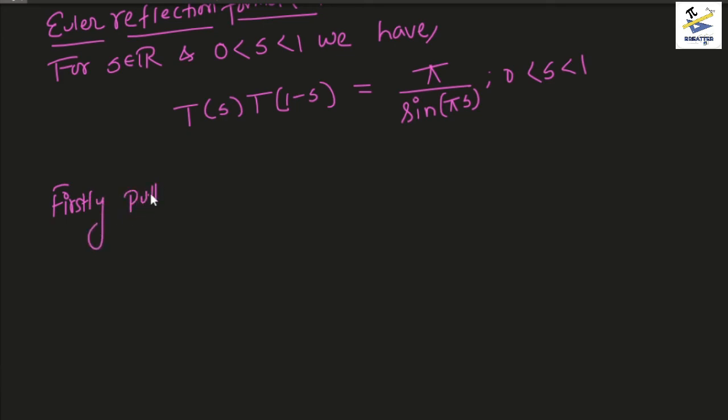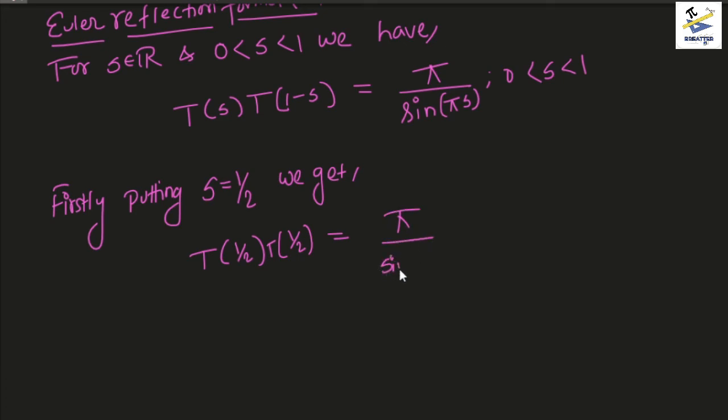Putting s equal to 1 by 2, we get gamma of 1 by 2 into gamma of 1 by 2, because you see 1 by 2 and 1 minus 1 by 2 is also 1 by 2. This will give you pi by sine of pi by 2, right? Therefore gamma of half, since it's a positive quantity, would be root pi, since sine of pi by 2 is just 1.